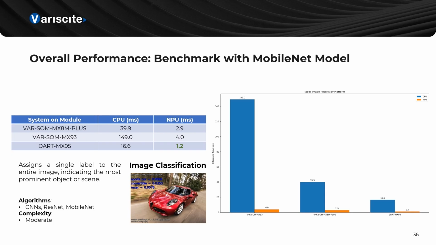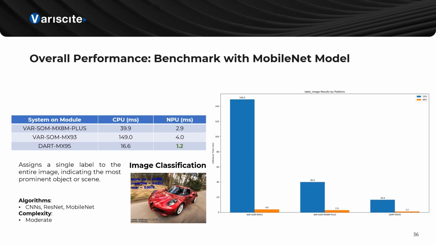As expected, using either CPU or NPU, the VAR-SOM-MX93 was the slowest, with the VAR-SOM-MX8M-PLUS in the middle, and the DART-MX95 being the fastest. The inference time for the VAR-SOM-MX93 using the CPU is 149 milliseconds, and when using the NPU, it's reduced to only 4 milliseconds. This is a huge performance improvement.